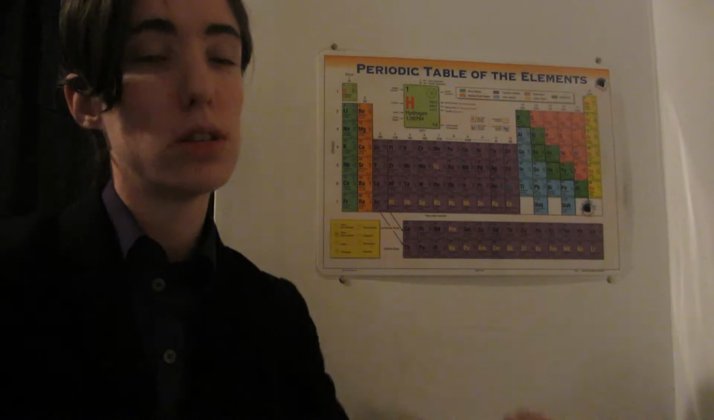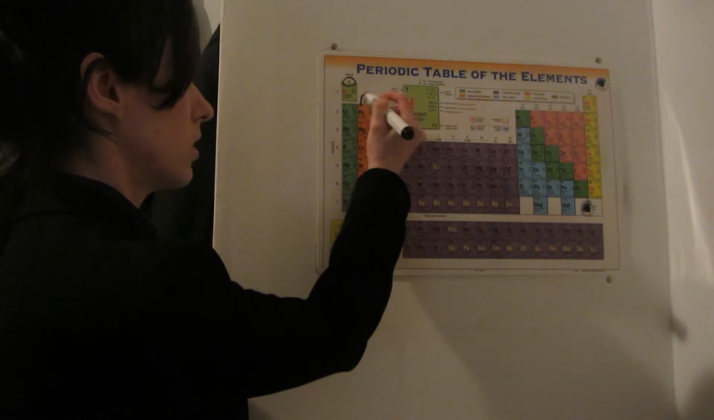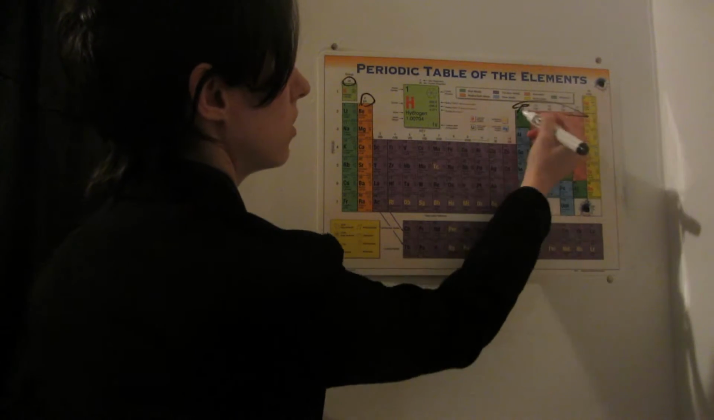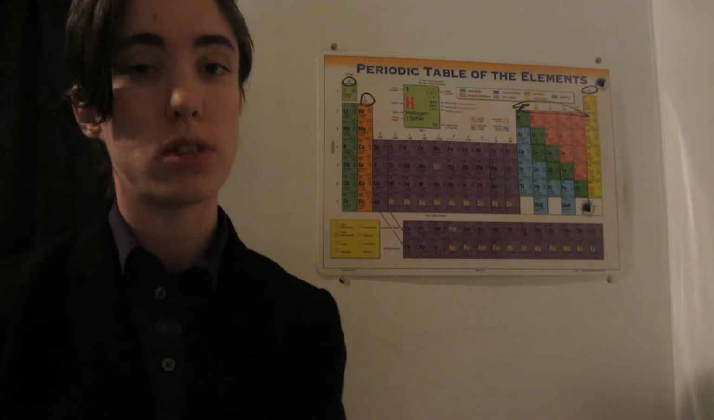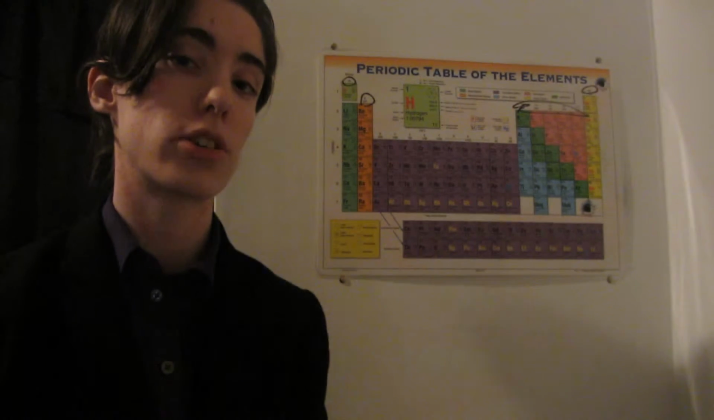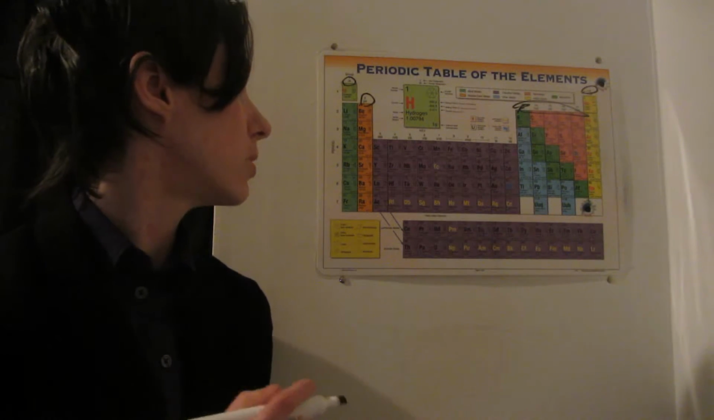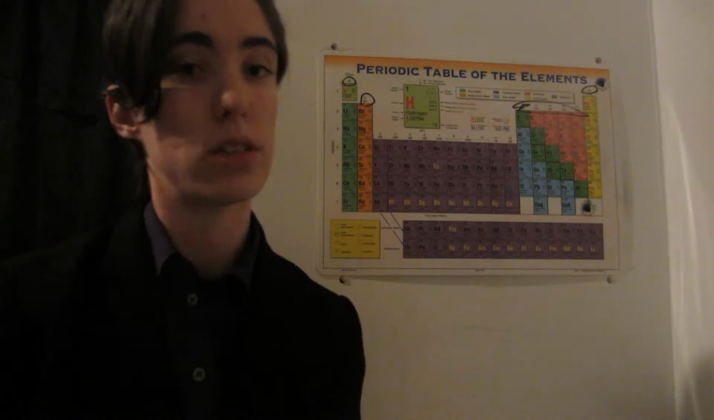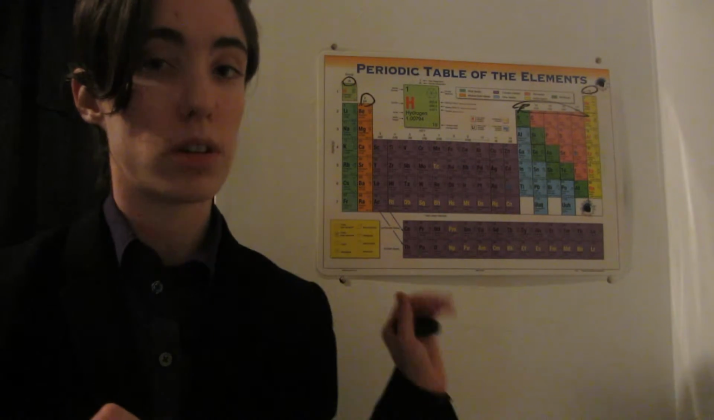Something to keep in mind is that the A groups, all of these, a number related to the A groups corresponds to the amount of valence electrons within those groups. So, for example, lithium will have 1 valence electron because it is in group 1A. And so on and so forth.